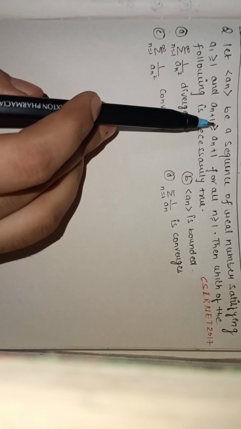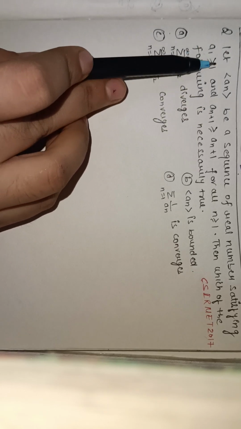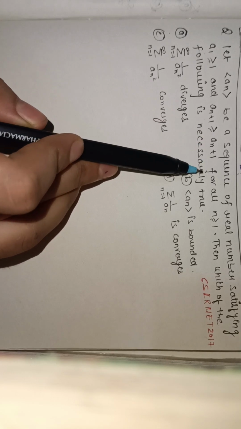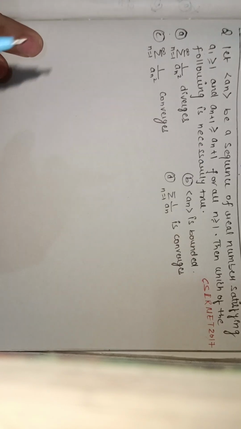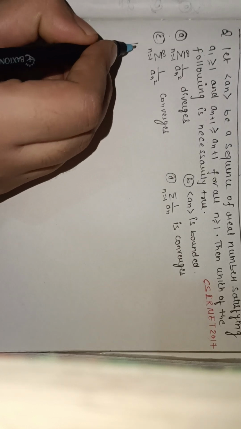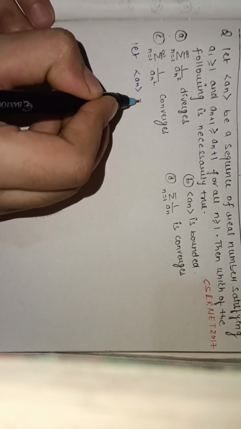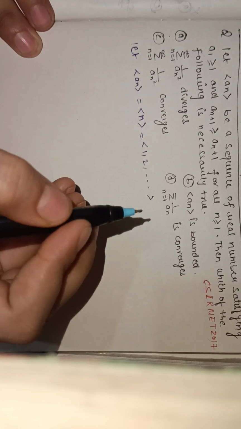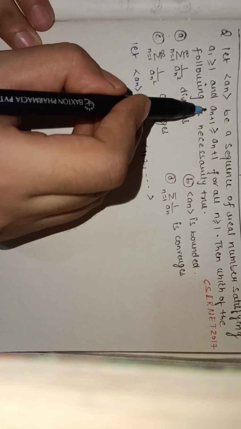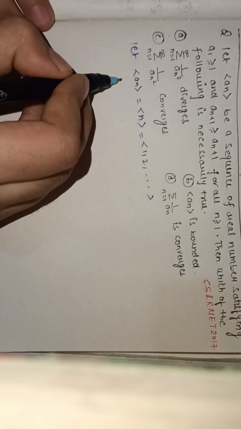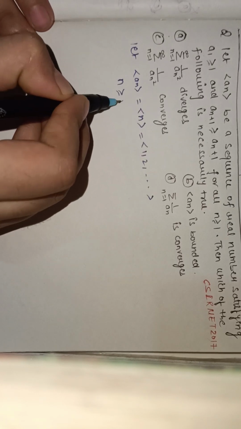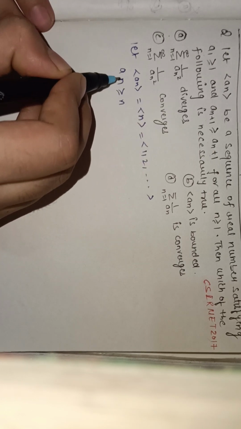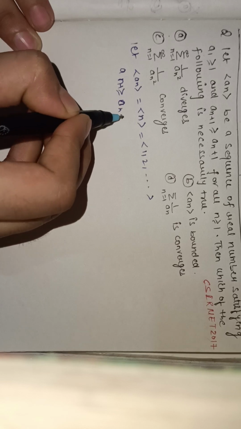So here the sequence a_n is greater than or equal to 1, and the (n+1)th term is greater than or equal to a_n + 1 for all n greater than or equal to 1. So if we let the sequence a_n equal n, which is 1, 2, 3 and so on, we see the sequence satisfies both conditions: a_1 is greater than or equal to 1, and a_(n+1) is greater than or equal to a_n + 1.